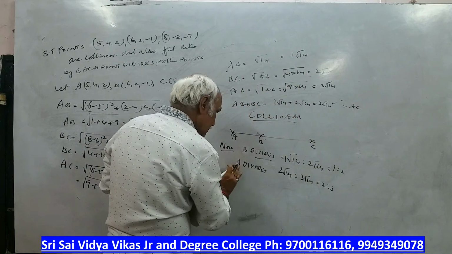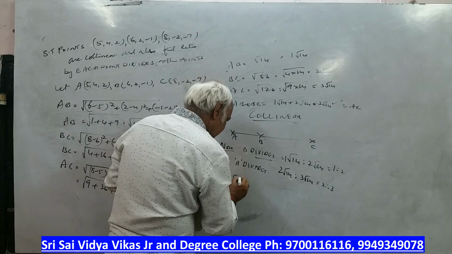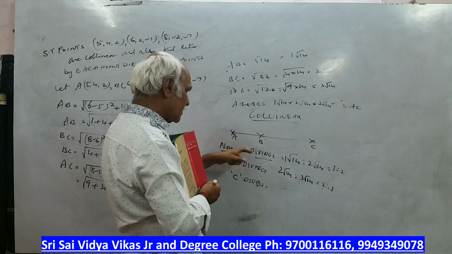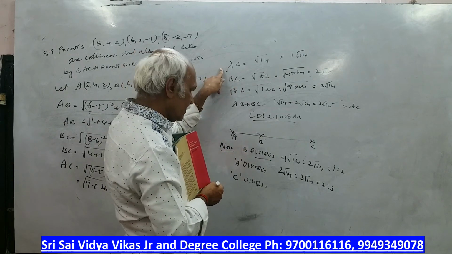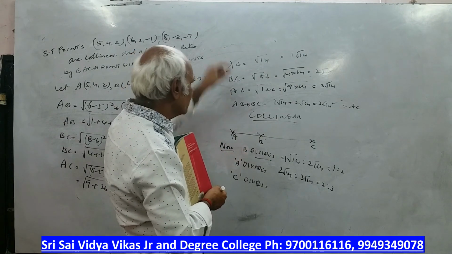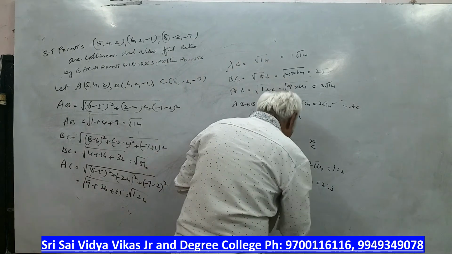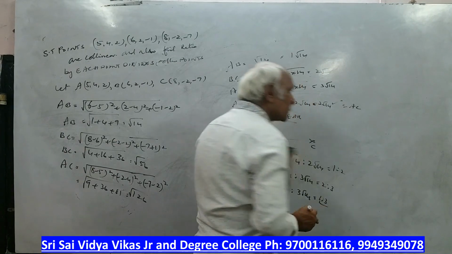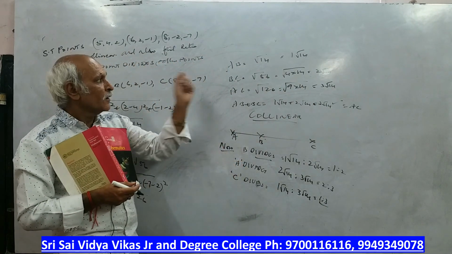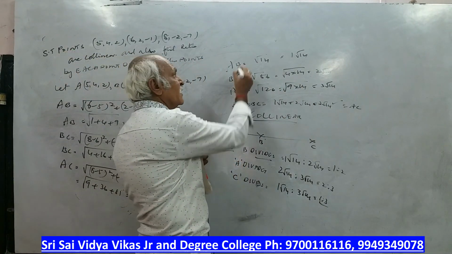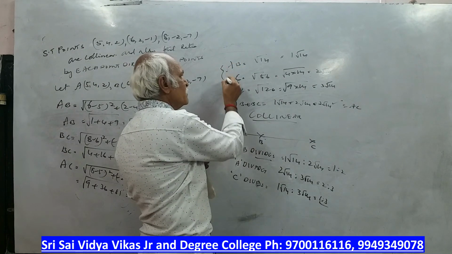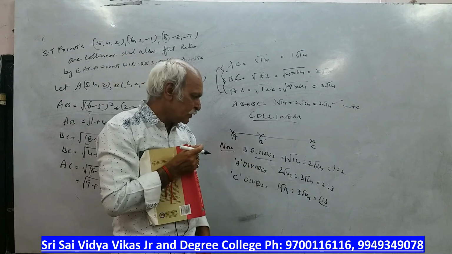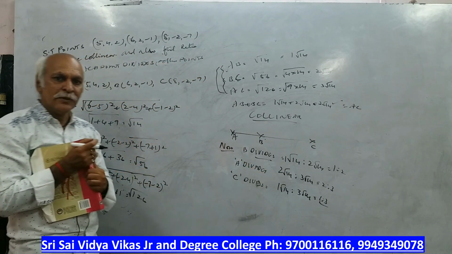Next, C divides. We have completed AB, BC, and BC, AC. Next, AB and AC: 1 root 14 is to 3 root 14, which is 1 is to 3. So I told you this is collinear, and the ratios are such that any two you have to consider, two at a time. It becomes 1 is to 2, 2 is to 3, 1 is to 3. Please note this.